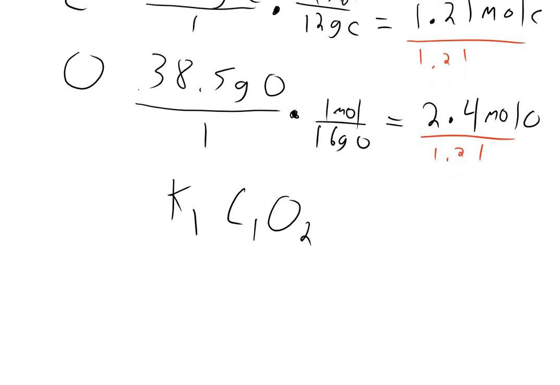And we use this here. You don't want to write it as K1C1. You can just write it as KCO2. That's what your teachers will be looking for. But now what we've found here is the empirical formula.